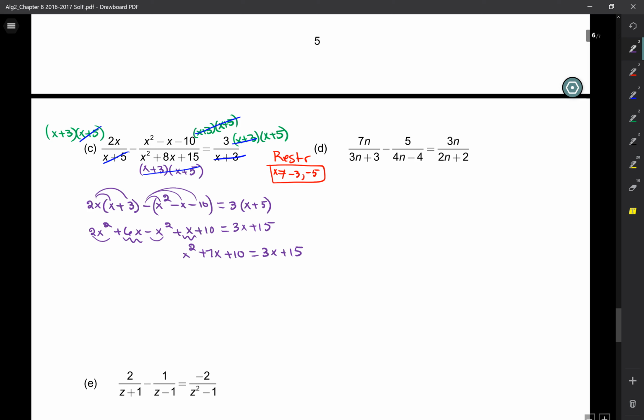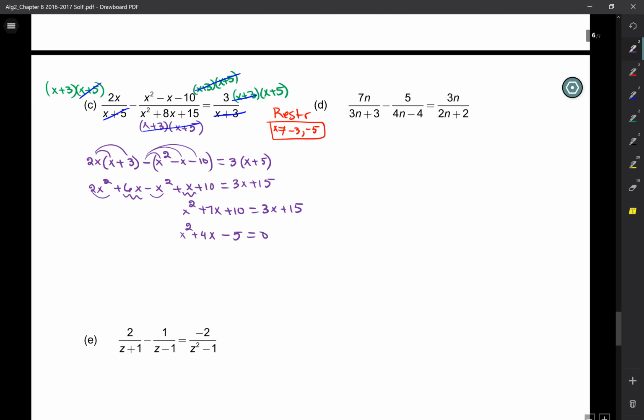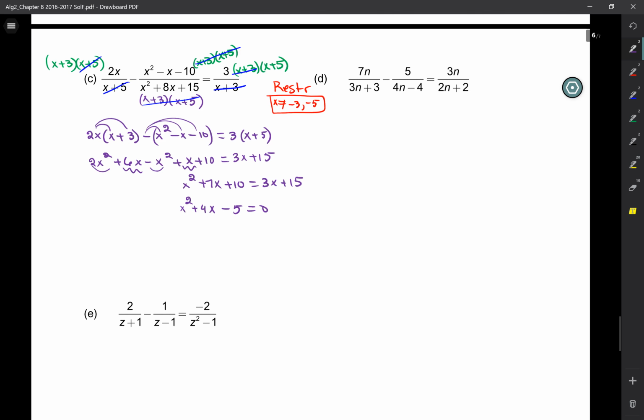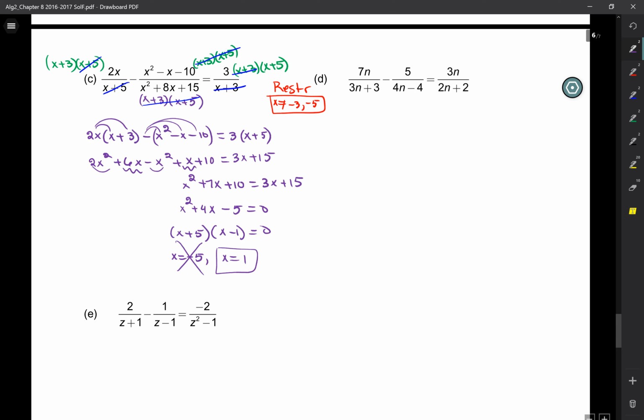All right, let's combine. Okay, are we good with this? Yeah? So (x + 5)(x - 1) is equal to 0. And here we get x equals negative 5 and x equals 1, but x cannot equal negative 5, so the answer is just x equals 1. Oh, so if you know that restriction, you don't even need to check. Exactly.